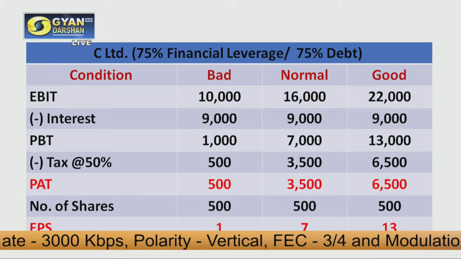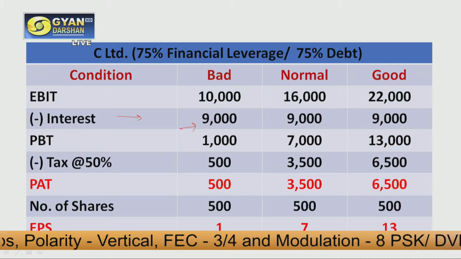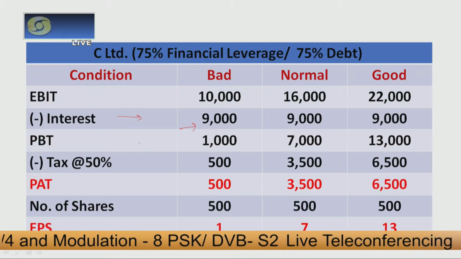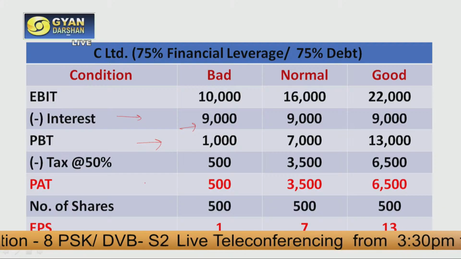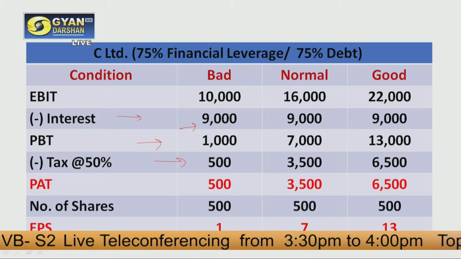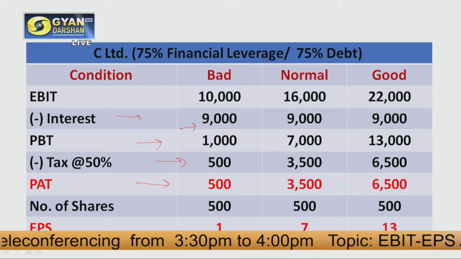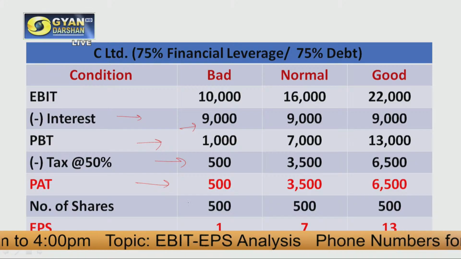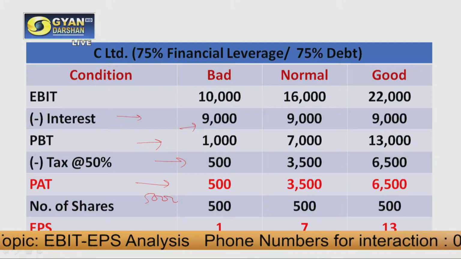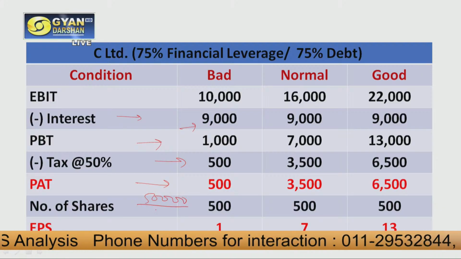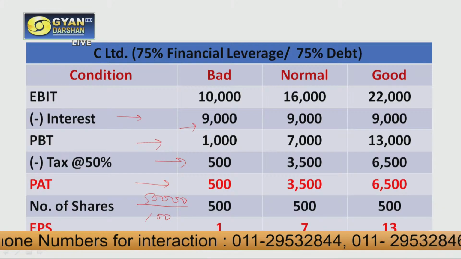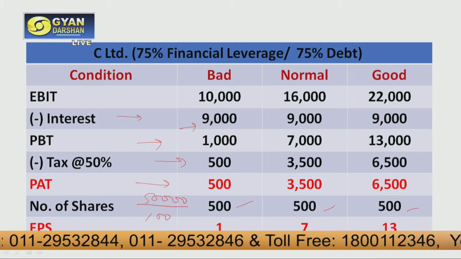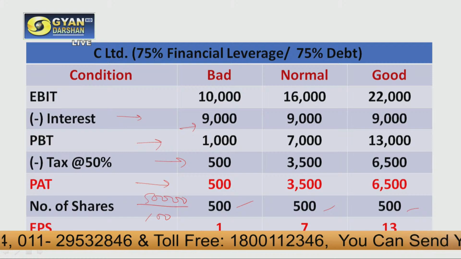Again, we need to deduct interest, which is 9,000 in this case, because 75% amount is raised through debt. After deducting interest, we will get profit before tax. We need to deduct tax, that is 50%, and the remaining amount will be our profit after tax. The number of shares here is 500, because in this case only 50,000 is raised through equity shares, and each equity share costs rupees 100. So in all three scenarios, we have 500 equity shares.